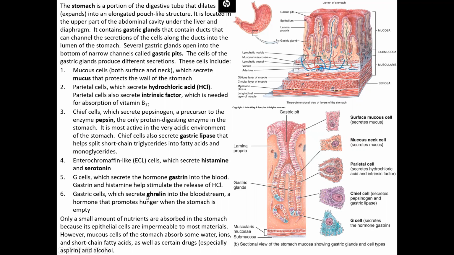And then there's another hormone called ghrelin, released by gastric cells. Also, you can't see them here. Ghrelin is released into the bloodstream to promote hunger when our stomach is empty.